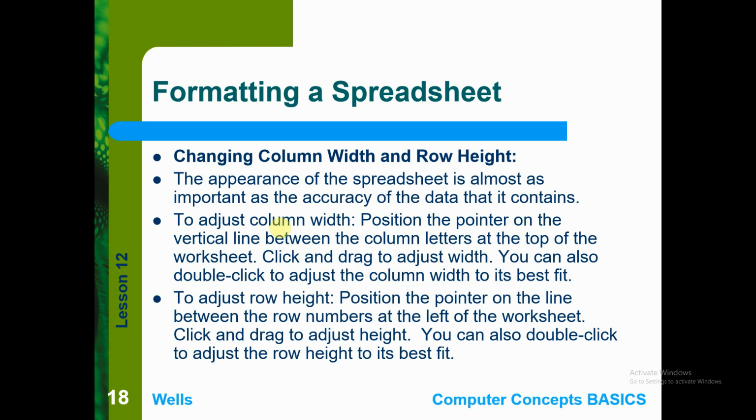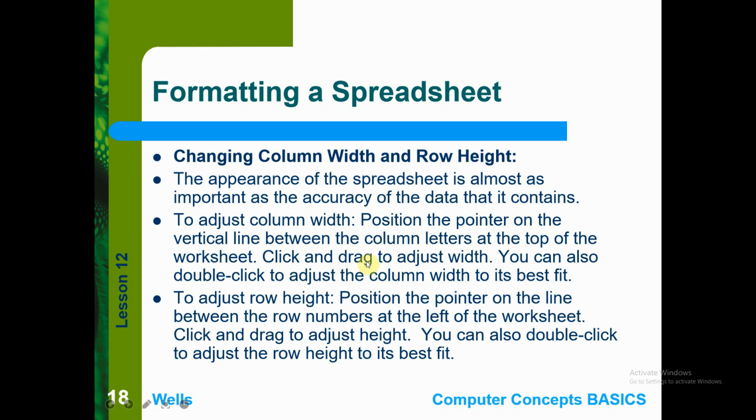Now how would you do that? Position your pointer on the vertical line between the column letters. You will see that the icon changes. When you get the pointer between the column letters, click and drag to adjust the width. You can also double click to adjust the column width to its best fit.